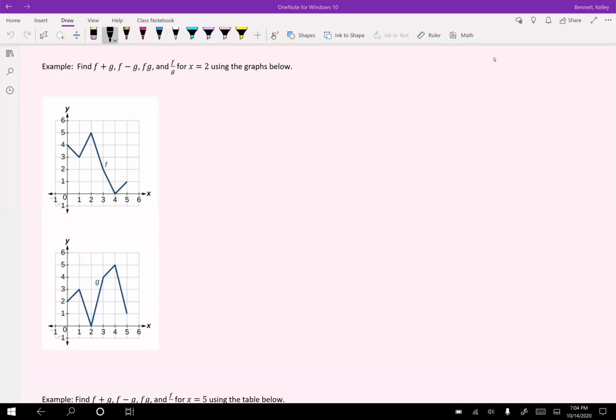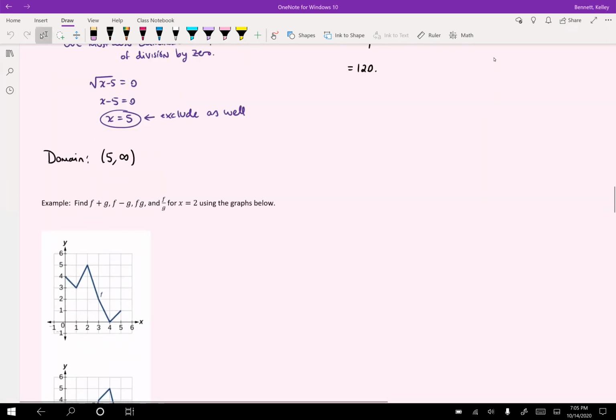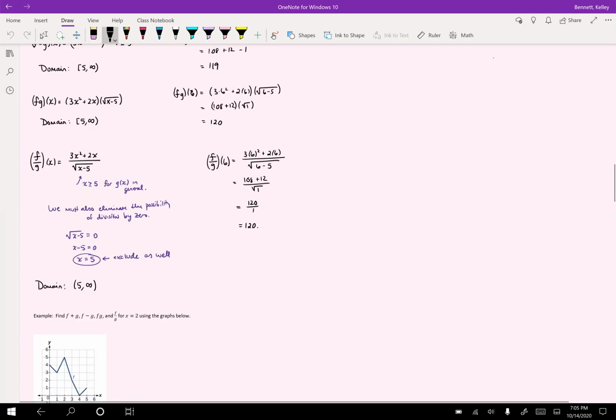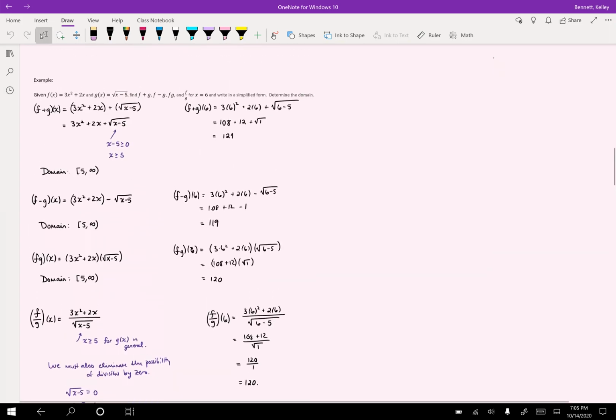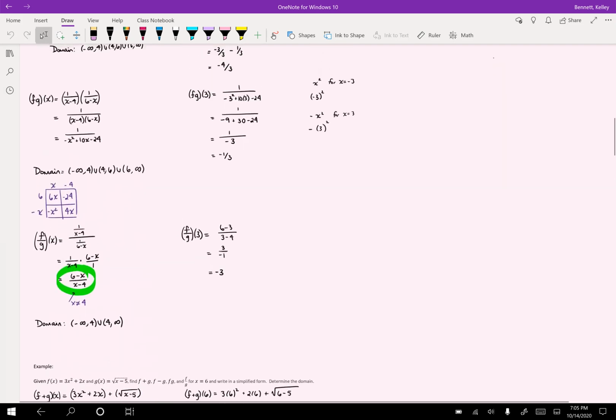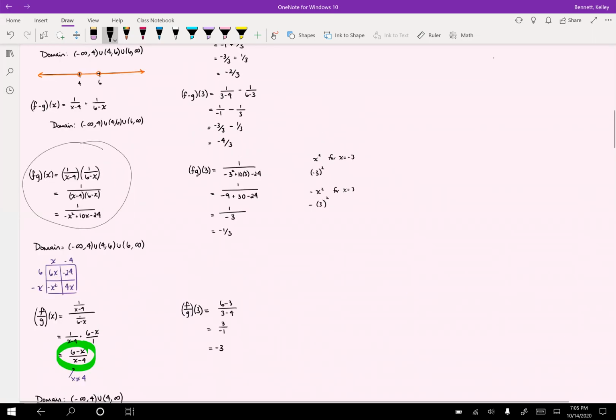All right, so the next part is going to be combining functions algebraically, but we're going to use graphs. So here we are just going to do it pointwise. Remember before we were able to put them together and simplify the function if possible. A good example of that was here, f times g. Looking at this one, we could simplify that a little bit.